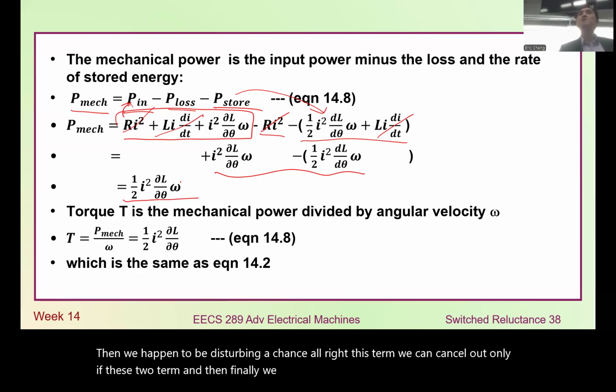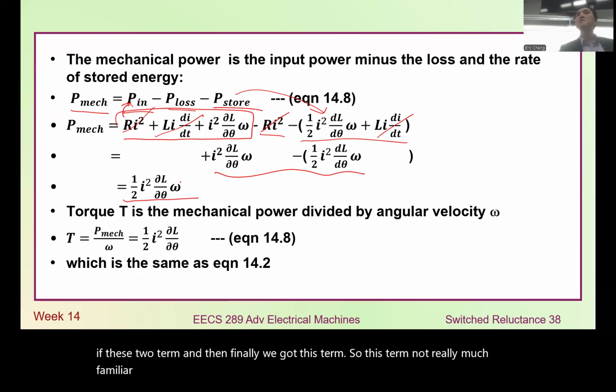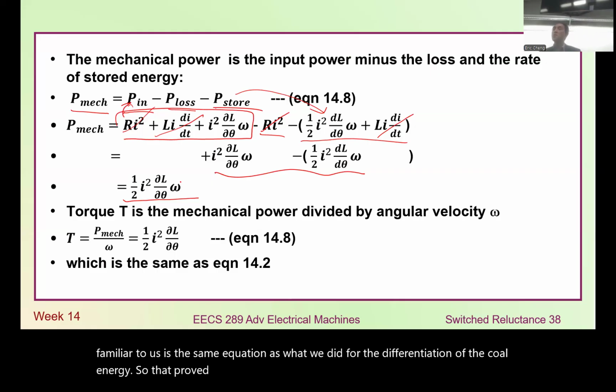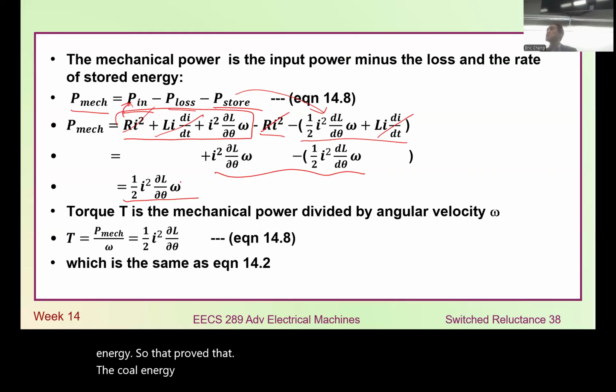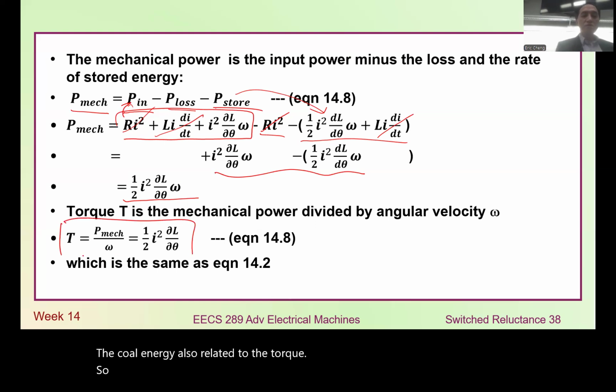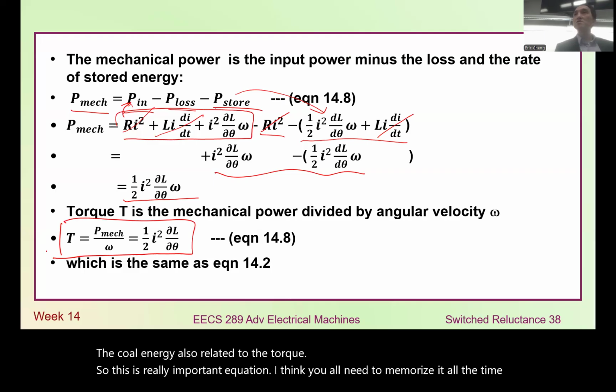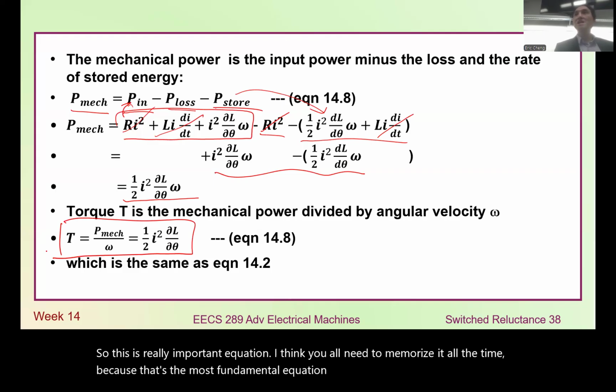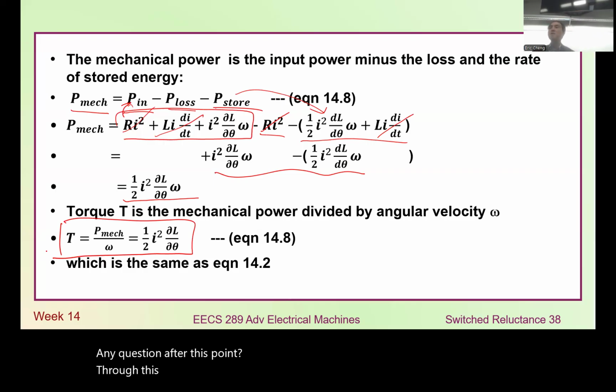This term is not really familiar to us. It's the same equation as what we did for the differentiation of the co-energy. So that proves that the co-energy is also related to the torque. This is a really important equation. I think you all need to memorize it, because it's the most fundamental equation for the SR motor. Any question up to this point? This is a standard method for how we derive the equation for the torque.